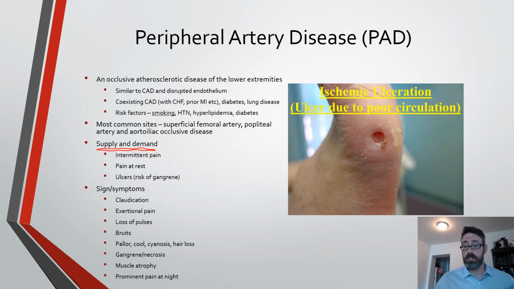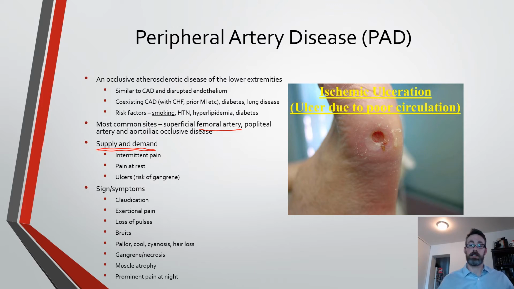The risk factors are the same that we've talked about with atherosclerosis: smoking, hypertension, hyperlipidemia, diabetes. So you can think about the treatment as basically a similar idea. Now, the most common sites for this to occur are the superficial femoral artery, the popliteal artery, and the aortoiliac region, which can cause occlusive diseases there. So those are the most common sites.